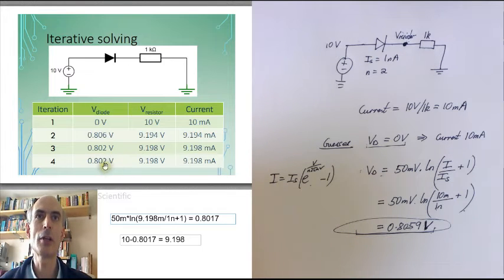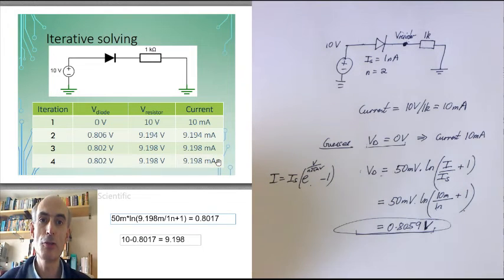I can just fill this in on the fourth row of my table here. That is my fourth guess. This is the voltage across the resistor it would predict. This is the current. The predicted current has now not changed. It's another way of knowing that you have reached the end. You've done enough iterations when the value that you're getting out of your iterations doesn't change within the accuracy that you're working to. In this case, 4 significant figures.